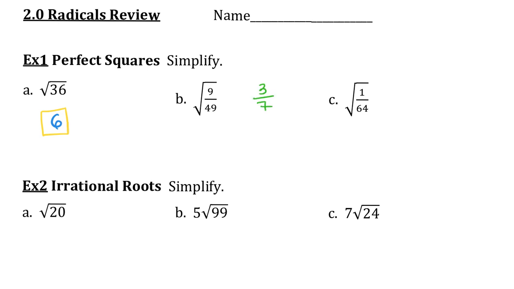And if it's a fraction, I normally consider the numerator and denominator separately. So one more perfect square. The square root of 1 is 1. The square root of 64 is 8. So my answer is 1/8. These are all rational answers.